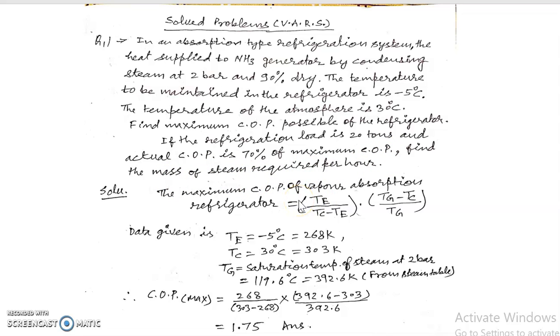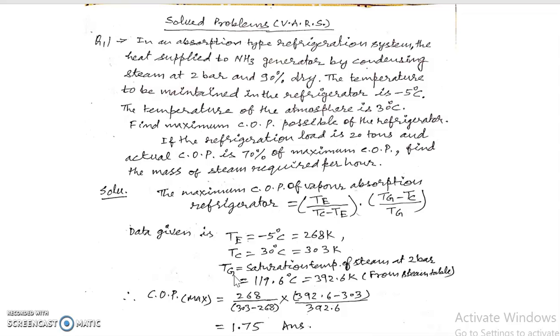As we have already derived, the COP for a vapor absorption system is TE over TC minus TE, into TG minus TC over TG, where in the data TE is the temperature of the evaporator, which is maintained at -5 degrees Celsius. We have to convert it into absolute temperature, that is 268 Kelvin, and the condenser temperature is given as 30 degrees Celsius, which is also converted into absolute temperature as 303 Kelvin, and the steam is supplied at 2 bar in the heat generator.